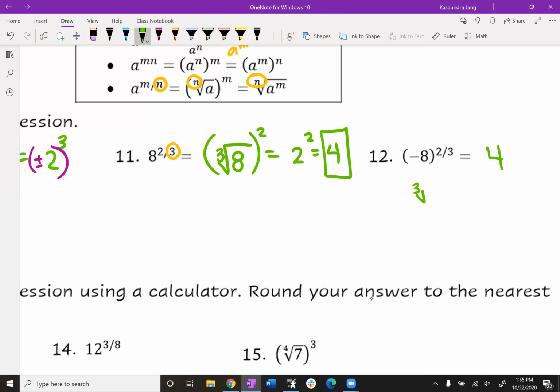My cube root of a negative 8 is all squared. Anything squared should be a positive number. So I just came up with a positive 4. If I break this down here, cube root of negative 8 is a negative 2. It's like I had a negative 2 squared for a positive 4. Both of those ended up with a positive 4. Okay, any questions? No questions.